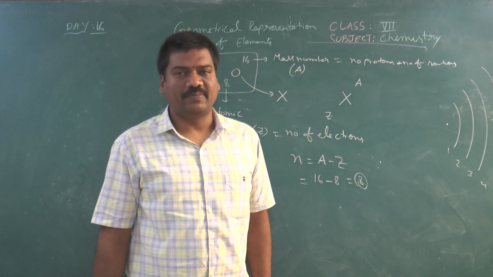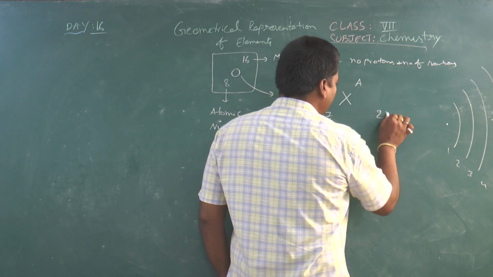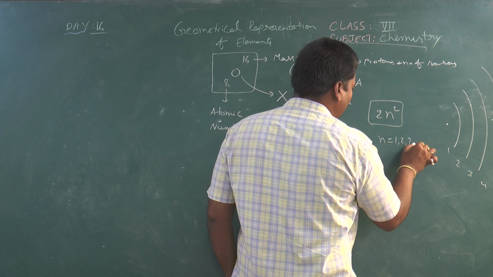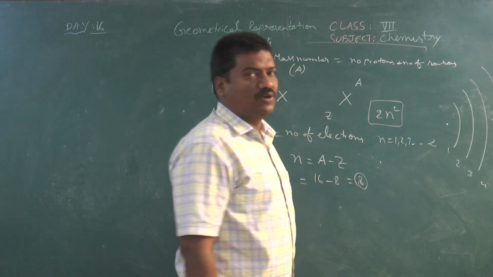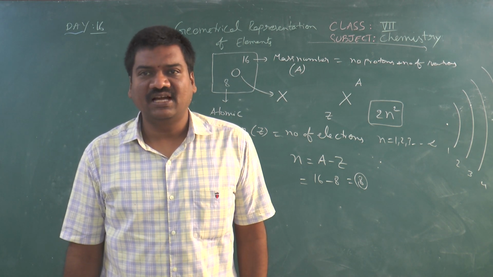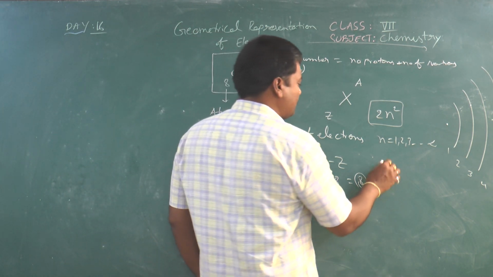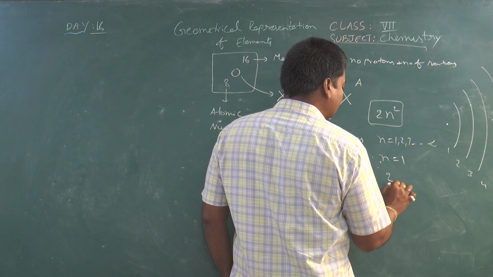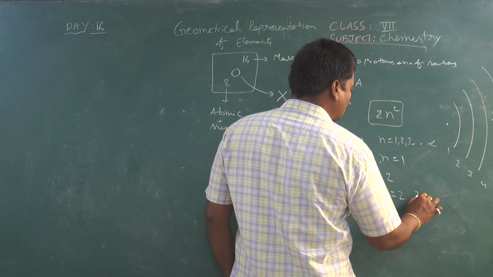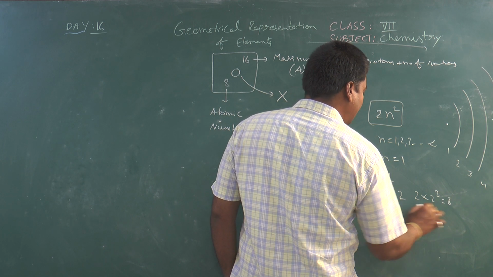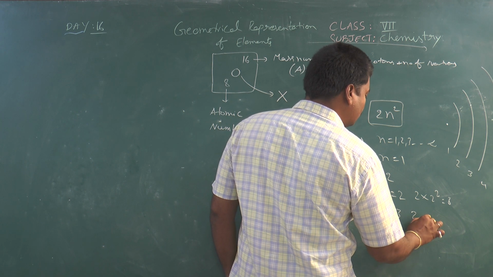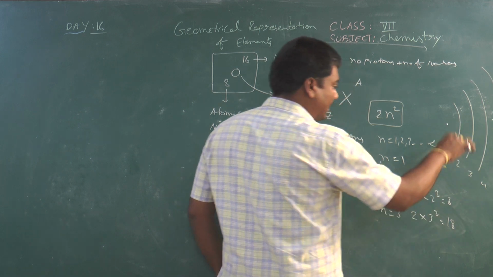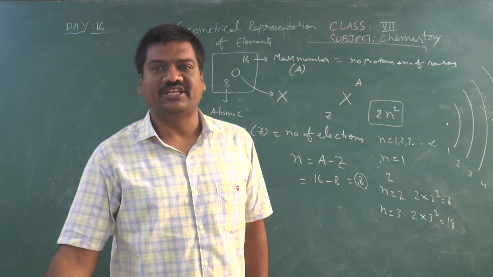For each orbit we use a simple formula, the 2n square formula, where n is equal to 1, 2, 3, 4 up to infinity. n tells about the orbit number. If you substitute n equal to 1 in the 2n square formula, you get 2. For n equal to 2, you get 2 into 2 square, which is 8. For n equal to 3, 2 into 3 square is 18. Like that you get the maximum number of electrons present in each orbit.